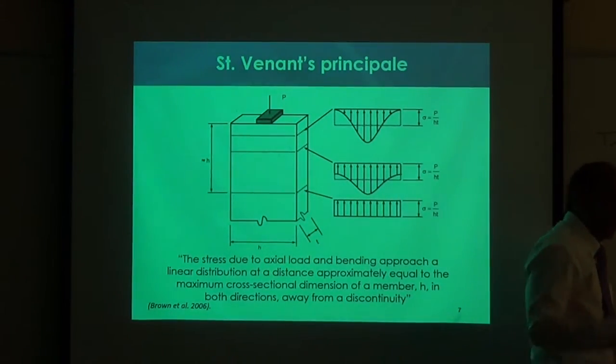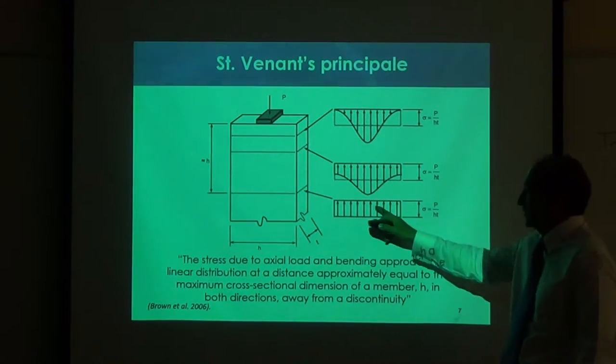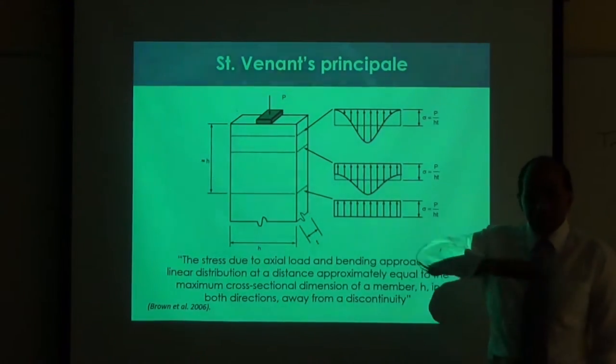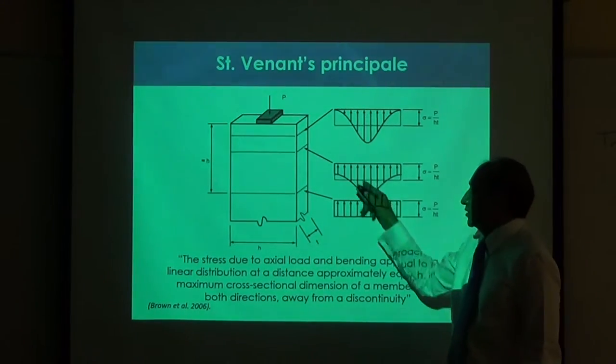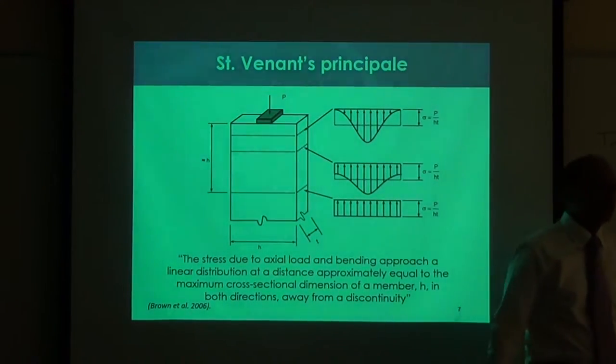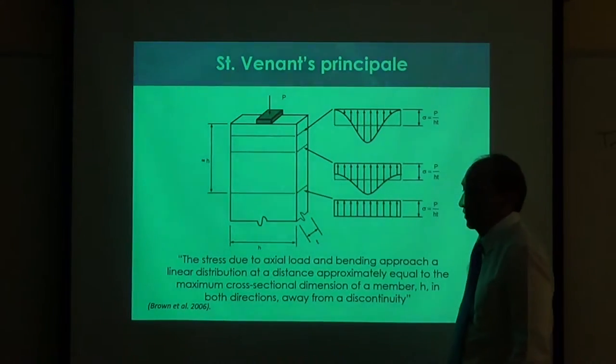So far we have been talking about Bernoulli's region. That means the plane sections remain essentially plane, and the cross section is behaving as a rotating plane or bending plane. But we have not dealt with this portion yet. And there is no easy way to deal with that portion except the strut and tie model. Alright? We will come to that in a minute, how that works.